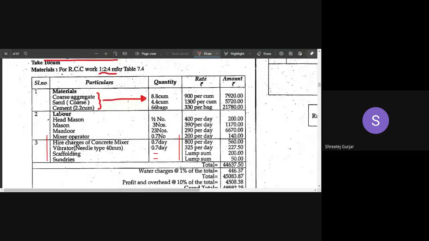Labor, I have told you how to calculate labor. Labor also you can write down. We require one head mason, one mason, 3 masons are required, 23 mazdurs are required, and a mix operator.